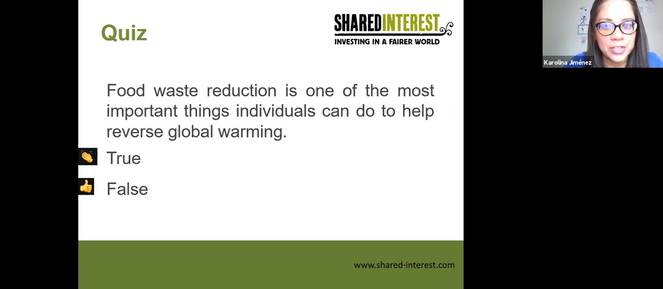Food waste reduction is one of the most important things individuals can do to help reverse global warming. Is this true or is it false? And the answer is true. Correct.